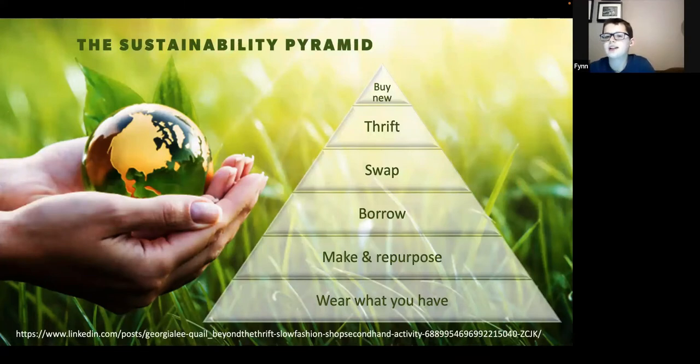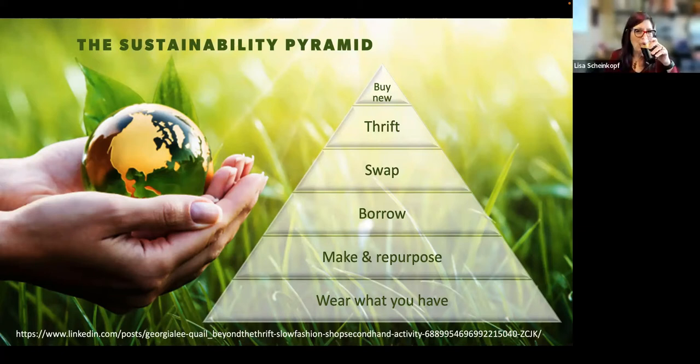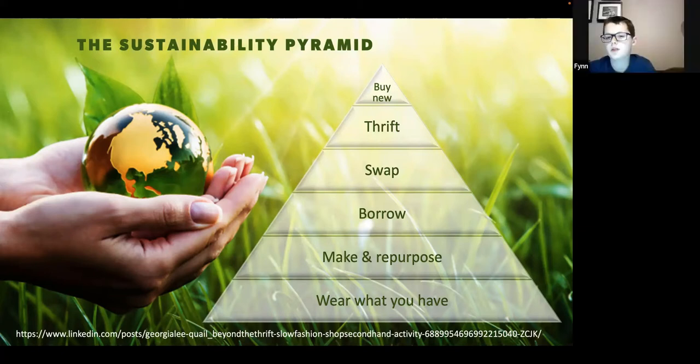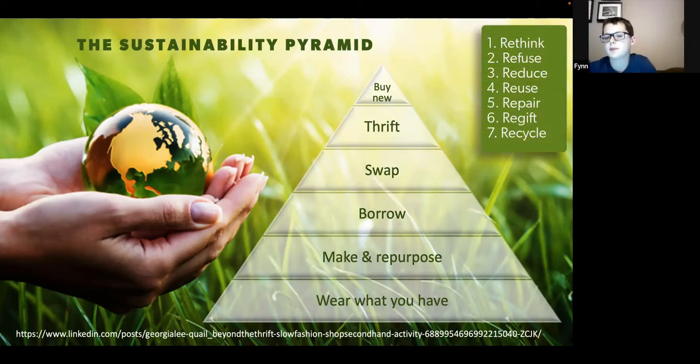Shall I introduce people who haven't known about this? Mm-hmm. So here you have, this is just one version of it. You have things like the 7 R's, but this sustainability pyramid is quite a good one. So right at the top, this is the different levels. Right at the top, we have buy new. That's the one that's giving the 1.2 billion tons of CO2.